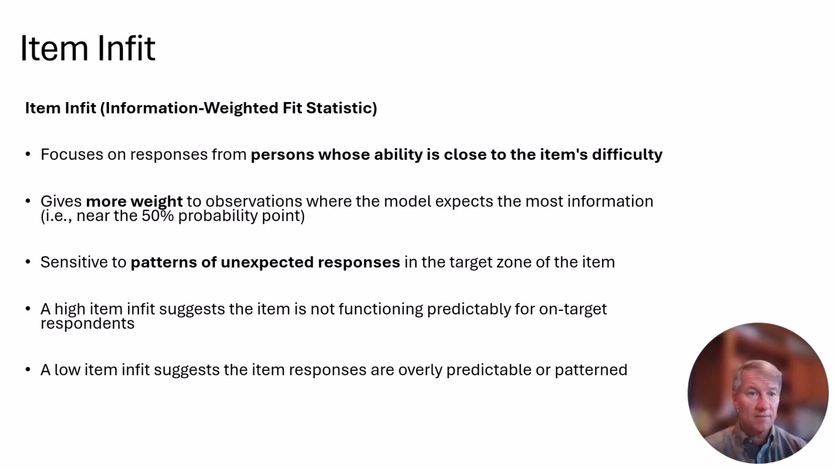Specifically, if an item has high INFIT, that suggests that the item doesn't function predictably for on-target respondents, which means that item doesn't function predictably for respondents whose ability is very near the difficulty of that item. And then an item with very low INFIT suggests that the item responses are overly predictable, redundant, or patterned, and this often happens with a very easy item.